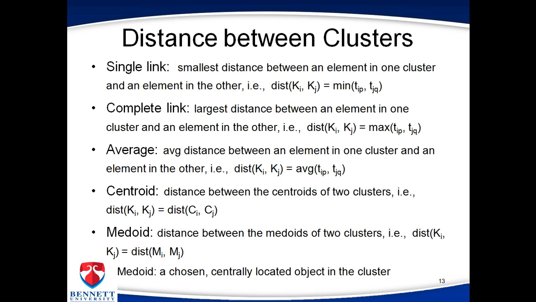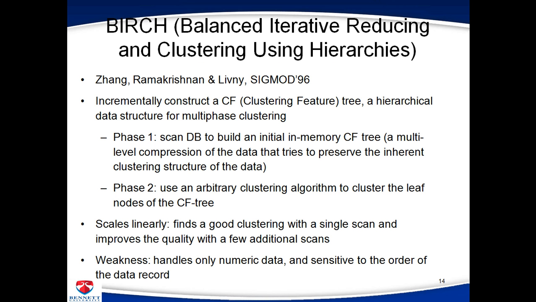A medoid is a chosen, centrally located object in the cluster. So these are the various types of distances that will be used further to understand the concept. Two methods we have discussed before: the first is AGNES and the second is DIANA.